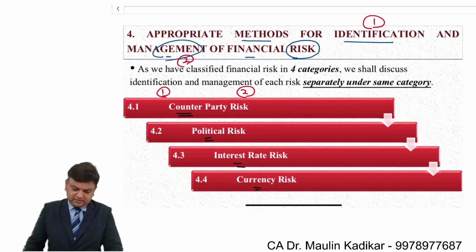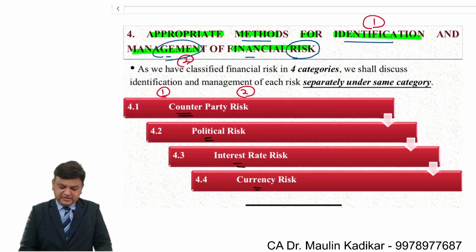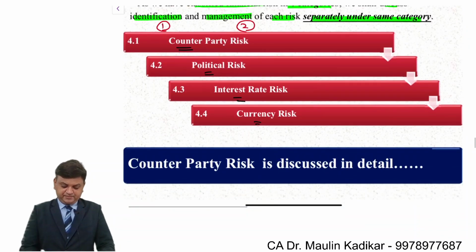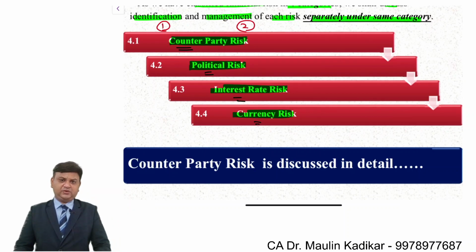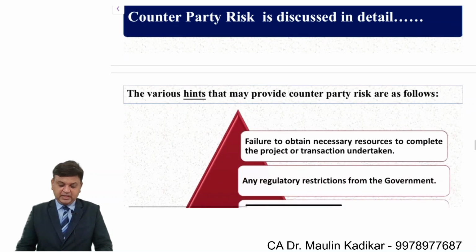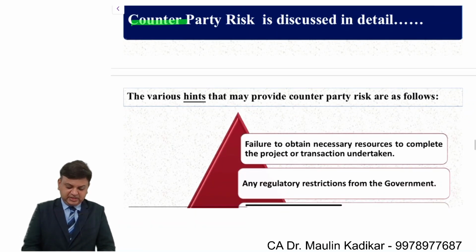So coming back over here, appropriate methods for identification and management of financial risk. As we have classified financial risk into 4 categories, we shall discuss identification and management of each risk separately under the same category. Counterparty risk, political risk, interest rate risk, and currency risk. These are the 4 risks that you have. Counterparty risk, discussed in detail.